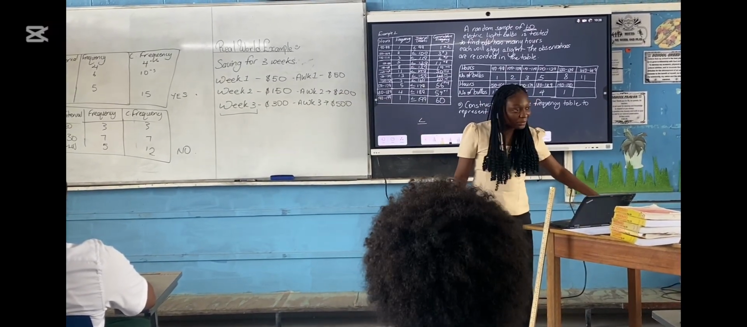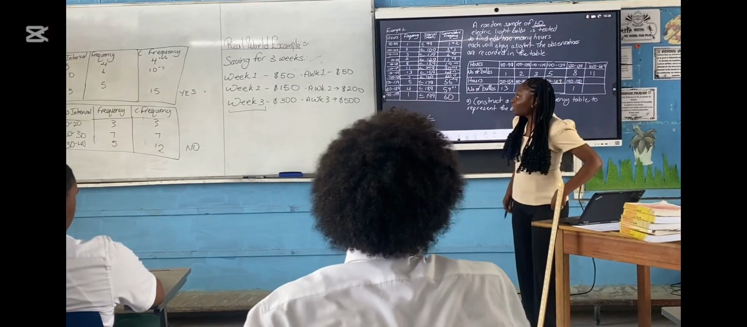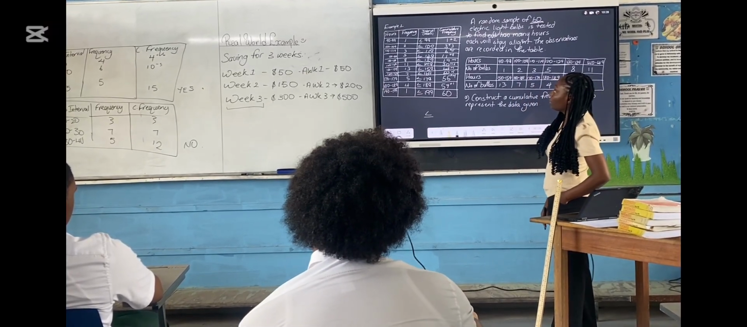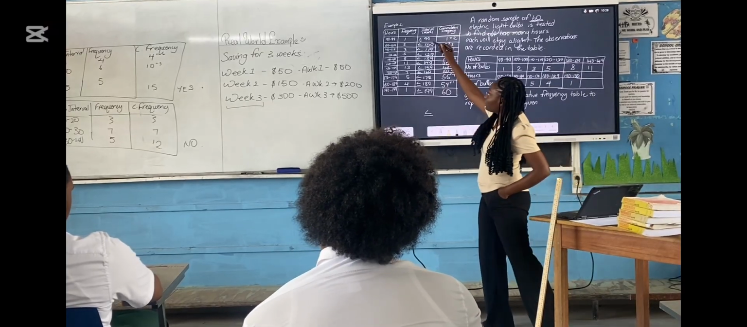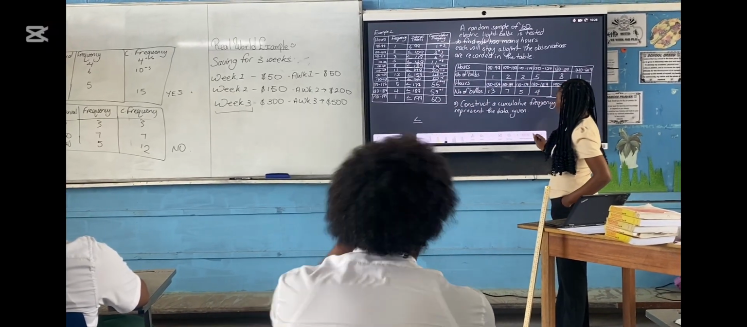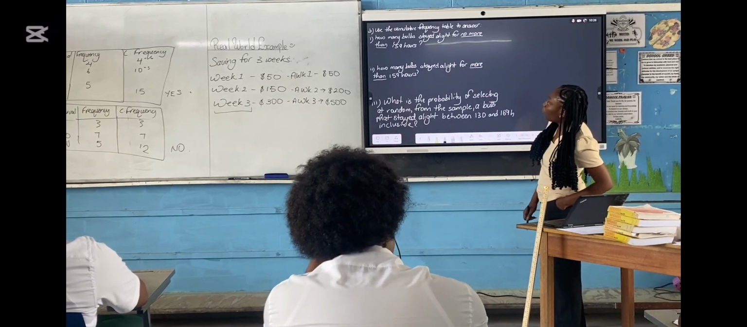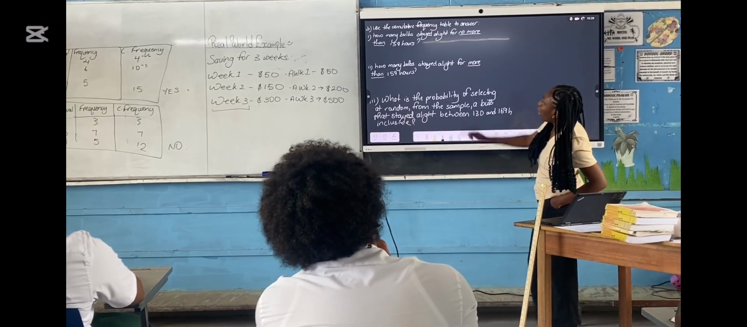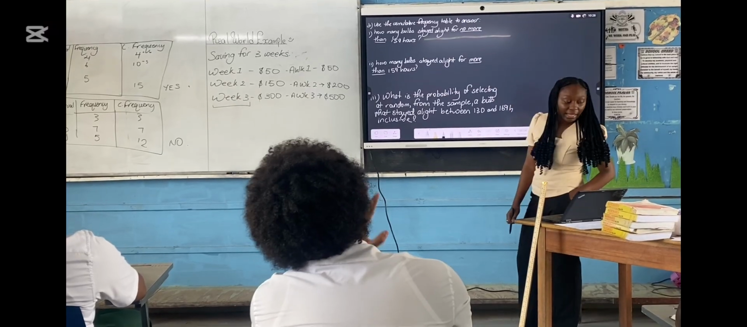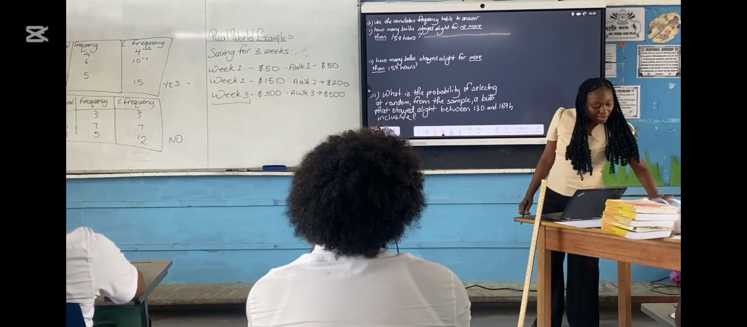What do you think we have to do? Check out the thing. We can use the table here to read it, or we could use our frequency. It asks for how many bulbs stayed alive for no more than 159 hours. What do you think we have to do here?